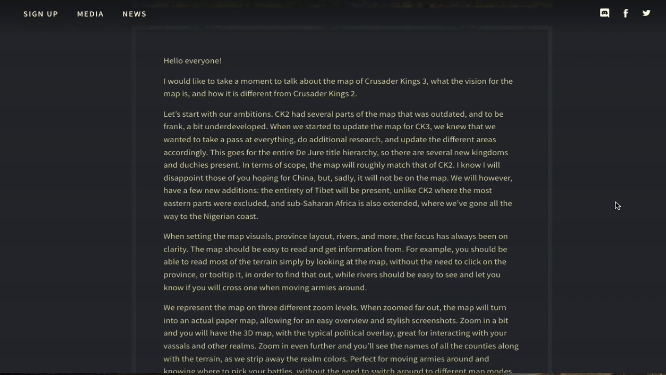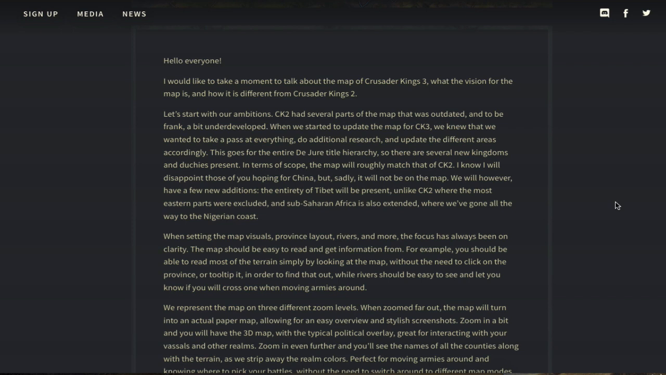CK2 had several parts of the map that were outdated, and to be frank, a bit underdeveloped. When we started to update the map for CK3, we knew that we wanted to take a pass at everything, do additional research, and update the different areas accordingly. This goes for the entire de jure title hierarchy, so there are several new kingdoms and duchies present. In terms of scope, the map will roughly match that of CK2. I know I will disappoint those of you hoping for China, but sadly, it will not be on the map. We will, however, have a few new additions.